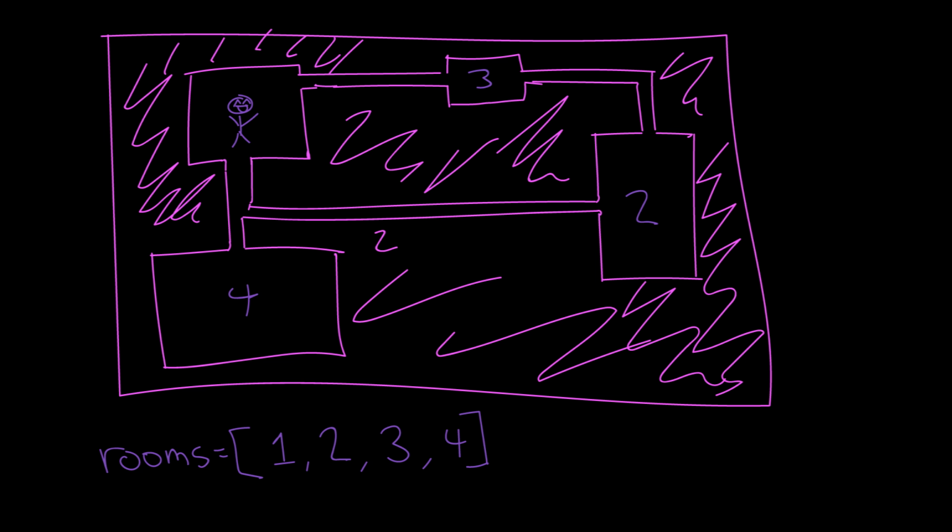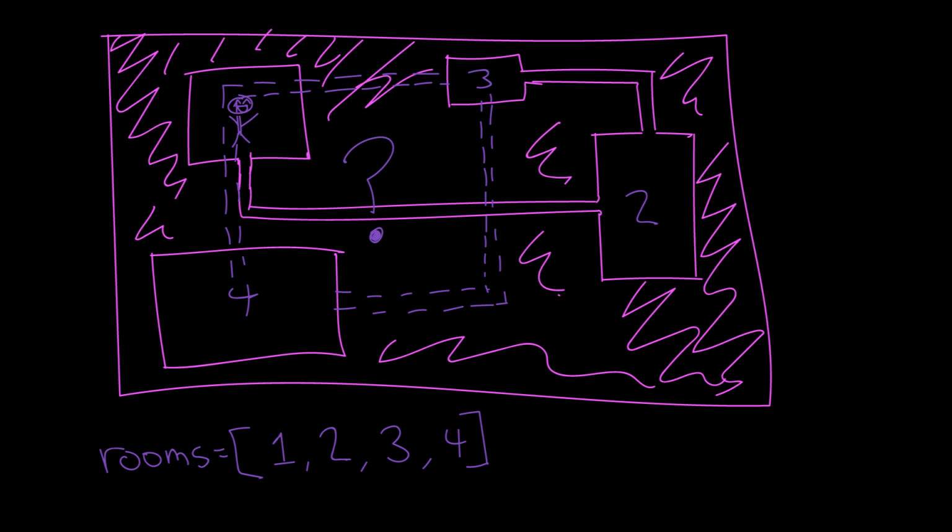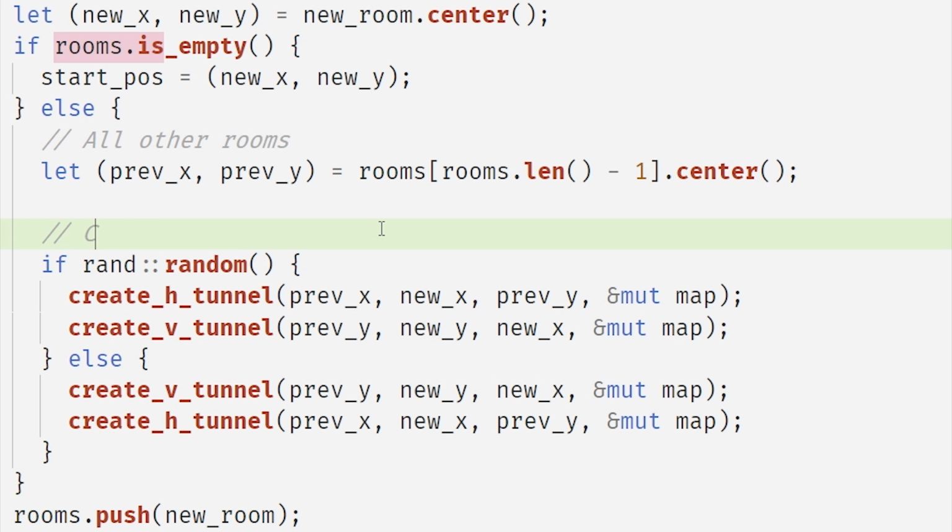And to get from one room to another room, we can either do the vertical corridor first and then the horizontal, or the horizontal first and then the vertical. And the answer to this is to flip a coin every time, and that gives you a little bit of dynamic corridor action.